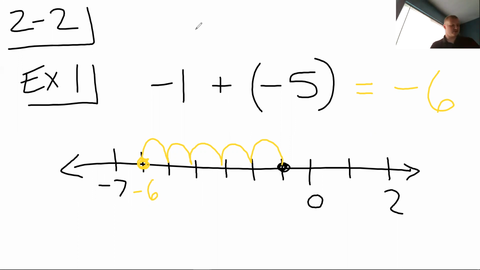Have you guys done this part before? The number lines, I'm going to be honest, you're not going to be using those a lot in algebra, geometry, anything. It's more about reading a number line. As long as you know what -1 plus -5 is, you guys are good. All right, let's move on to example 2.